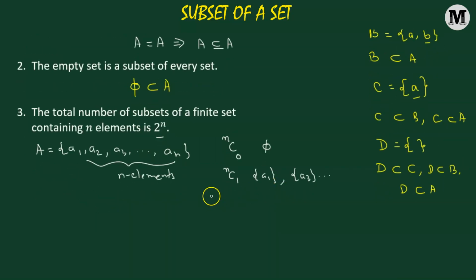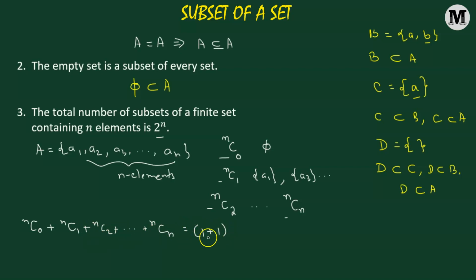Then we can have 2 elements picked up from this n element set. So that's also going to be another subset of the original set A. So in this way, we can pick up all the elements from the given set, and this is still going to be another set. So these are all subsets of the main set A. So in a way we can say that when we add them up, this is going to give us the total subsets of the original set A. So we have nC0 plus nC1 plus nC2 all the way up to nCn, and actually this is nothing but (1 plus 1)^n.